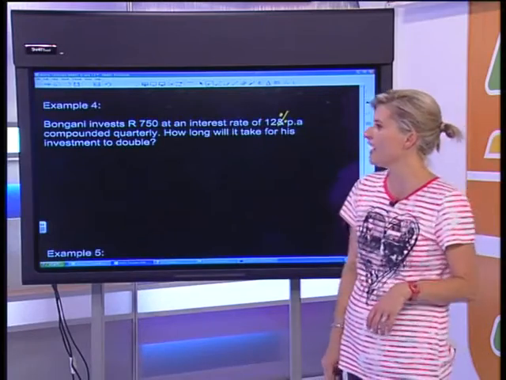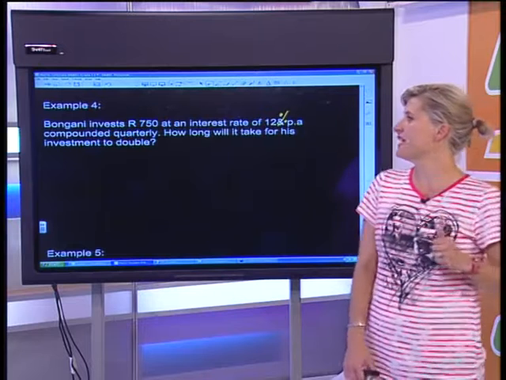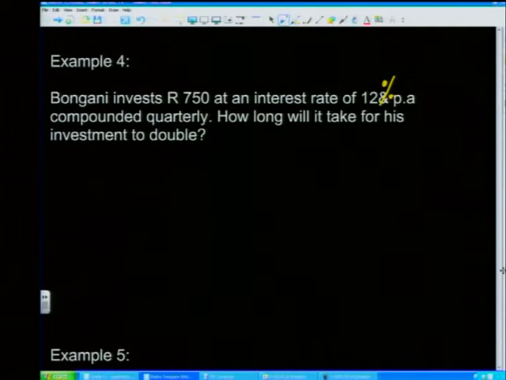So here's my question. Bongani invests 750 Rand at an interest rate of 12% per annum, compounded quarterly. How long will it take for his investment to double? There's a lot of doubling of investments going on in tonight's lesson.